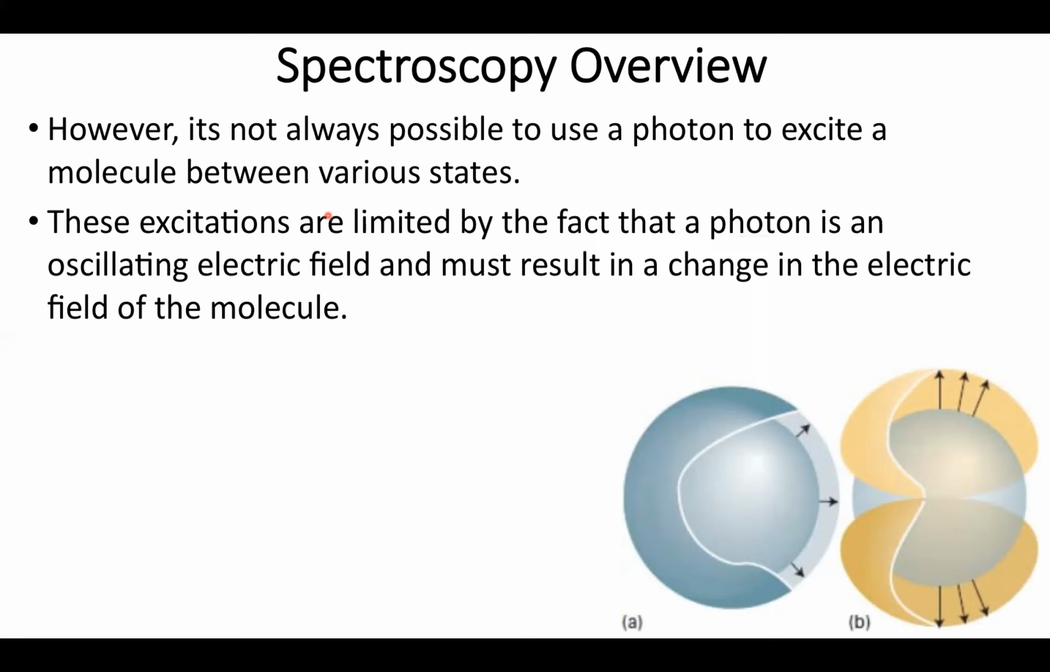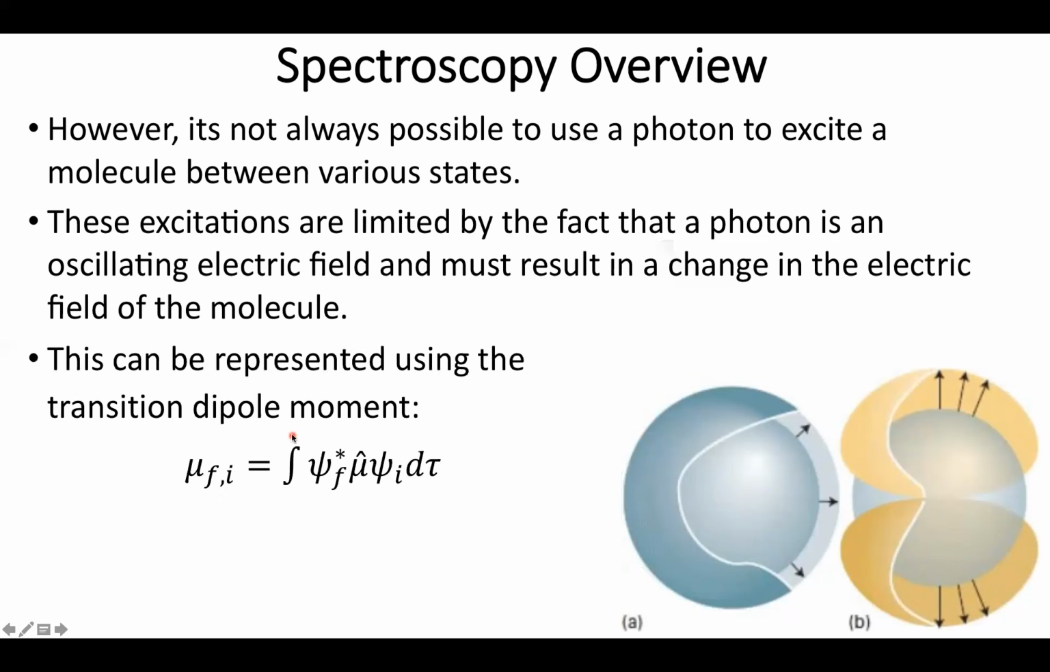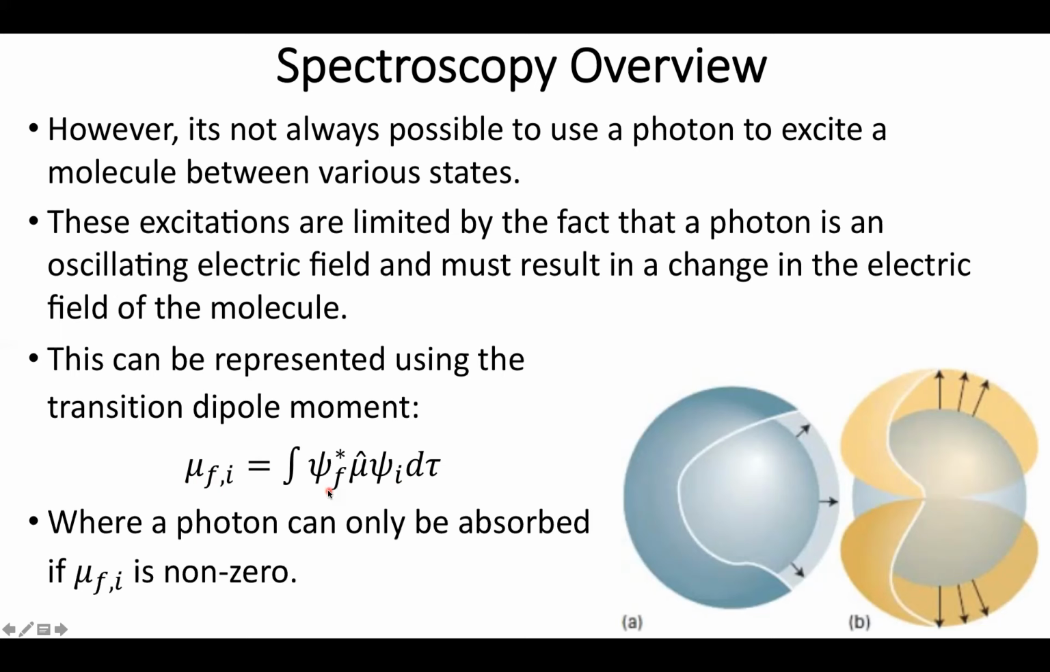And as a result, in order for an excitation to happen, I have to end up changing the electric field, or in symmetry terms, I have to make sure that when I add in this perturbation of a transition dipole moment, which we've used to represent photons before, and I act on my initial state, this unit has the same exact symmetry as my final state. So another way of saying this is that a photon can only be absorbed if the transition in between my initial and final state is non-zero.